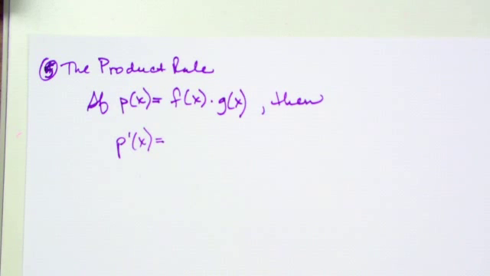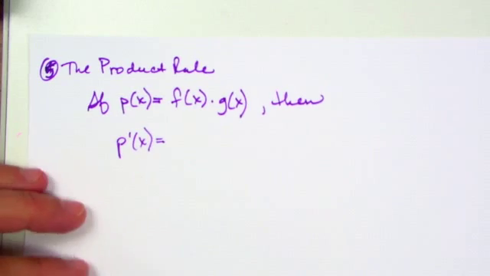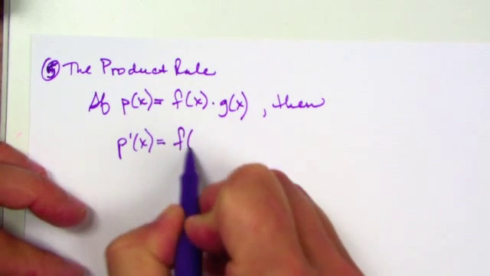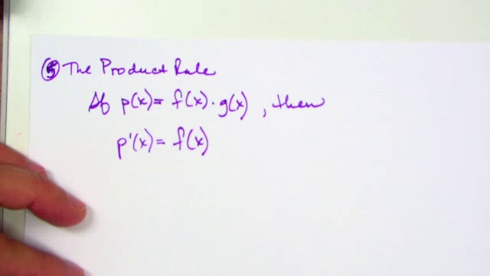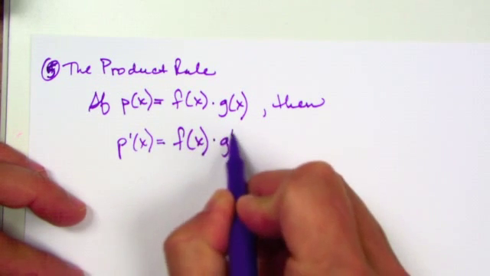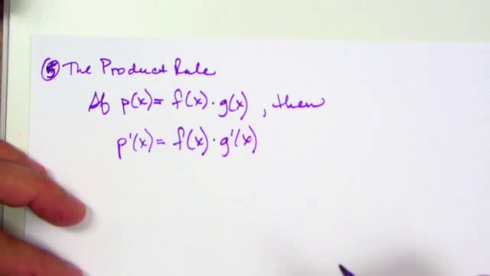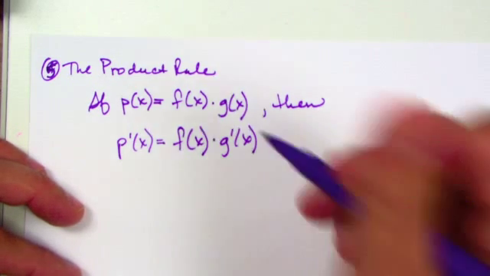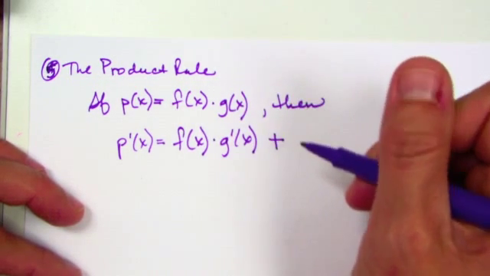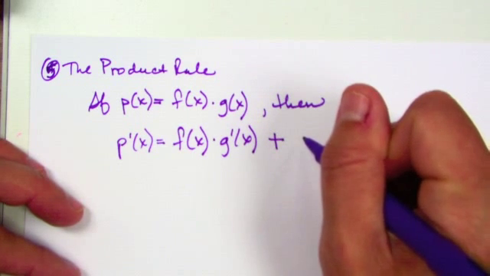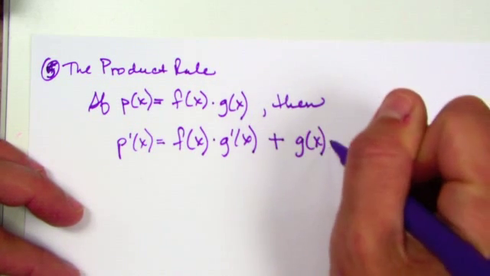This one is not going to do what your instincts might tell you, okay? It is not f prime of x times g prime of x. It's not. Okay, here is p prime of x. It is the first function times the derivative of the second function, plus the second function times the derivative of the first.